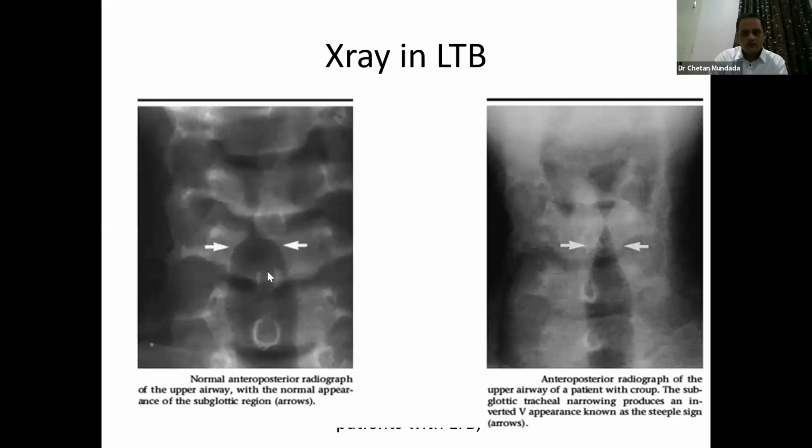This is the normal kind of AP radiograph of the cervical spine of the upper airway, and you can call this the dome of the masjids, where the contour is very well maintained. And then because of the edema, you have this kind of angulation, which is something like an inverted V.